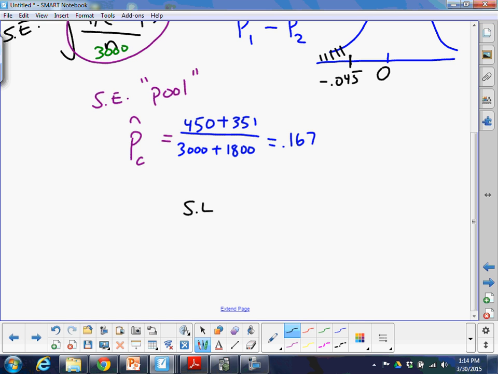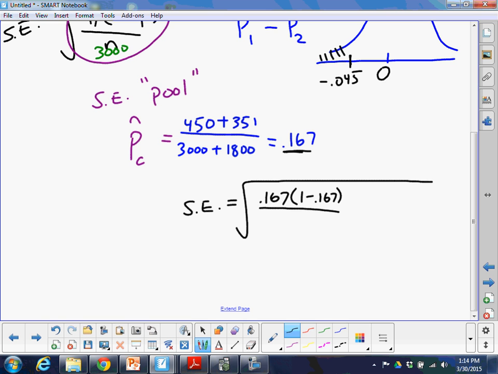So the standard error now, just like before, is going to be the square root. We're using this as our p hat in both pieces here. So that times 1 minus that, over the first n. And then for the second piece, we're using that same p hat, and we're using the other n. So this will get us our standard error for the differences here. So be careful on the calculations.